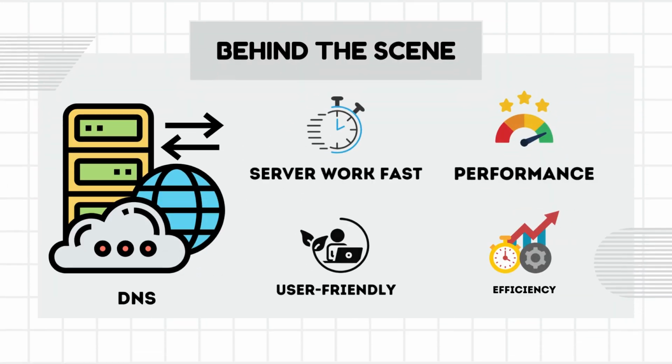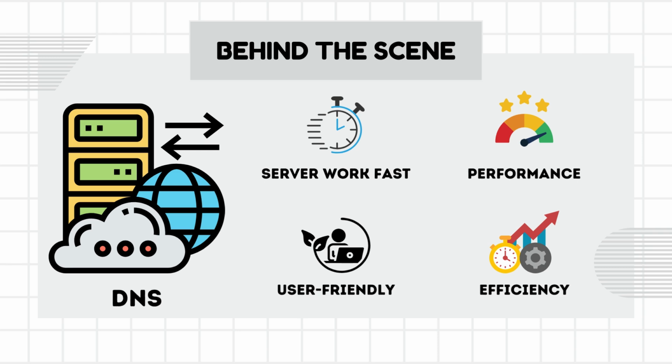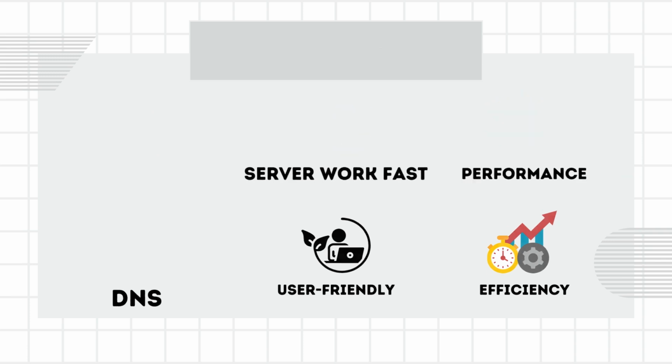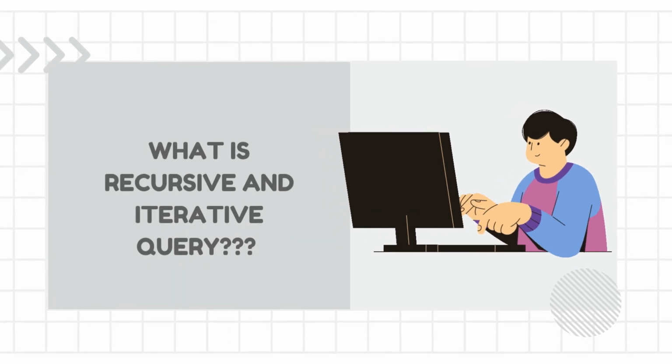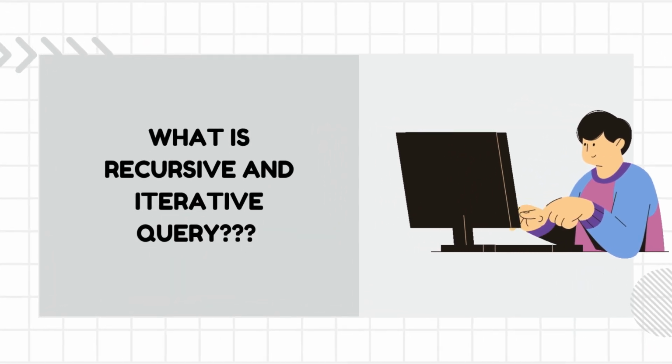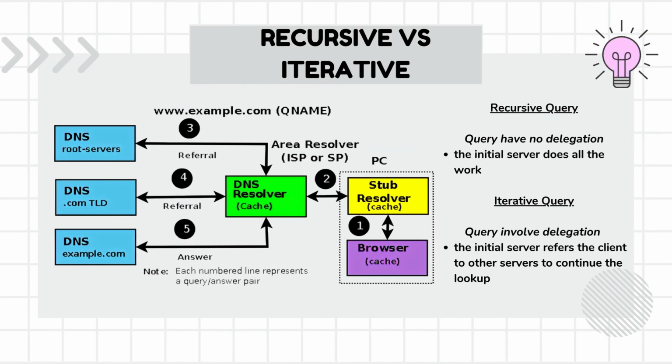Behind the scenes, DNS servers work fast, performing lookups to direct your browser to the exact online location you're searching for. This clever system keeps the internet user-friendly and efficient, making web browsing as smooth as flipping through your favorite playlist. What is the difference between recursive and iterative? A recursive query has no delegation, where the initial server does all the work, while an iterative query involves delegation, where the initial server refers the client to other servers to continue the lookup.